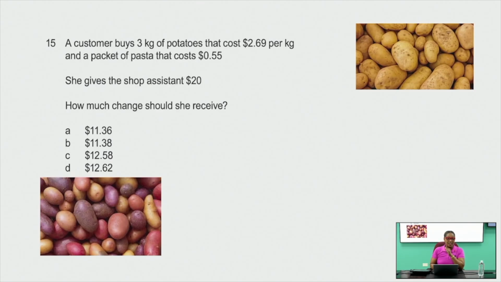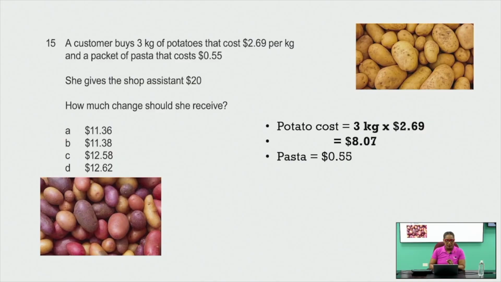Now we're moving on to question 15. Question 15 says, a customer buys 3 kilograms of potatoes that cost $2.69 per kilogram and a packet of pasta which costs 55 cents. She gives the shop assistant $20. How much change should she receive? So what is required here, guys? We want to look at the cost of the potato, which is 3 kilograms. Each kilogram costs $2.69. So we want to multiply 3 by $2.69, which gives us $8.07. That's the cost for the potato.